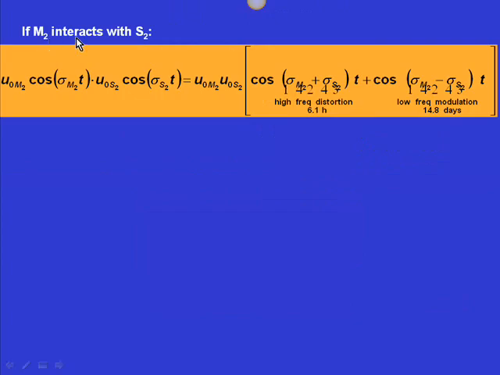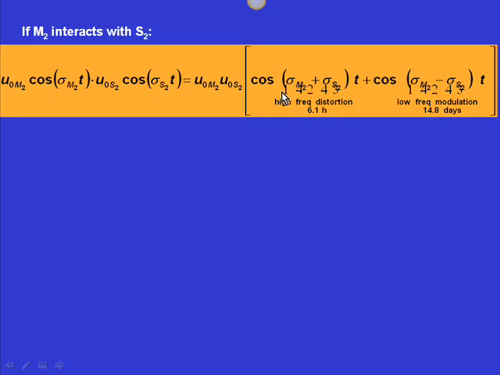Now if the M2 interacts with another semi-diurnal constituent, then you have here the M2 and the S2. So what you get is the product of the two that multiply the cosine of the addition of the two frequencies plus the cosine of the difference between the two frequencies. So notice that the interaction with one harmonic and another harmonic of different period or frequency will result in a distortion that's of higher frequency. So it's a high frequency distortion.